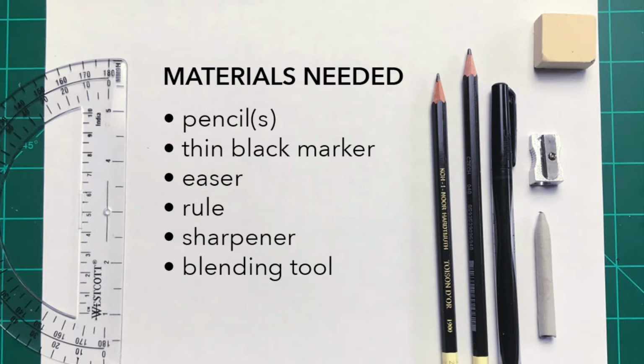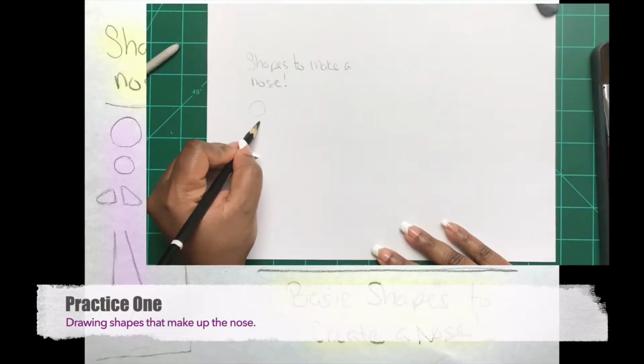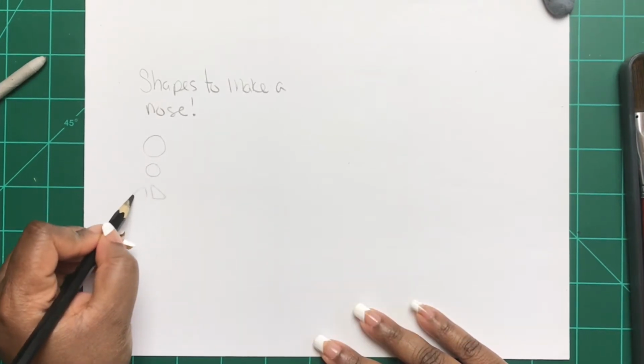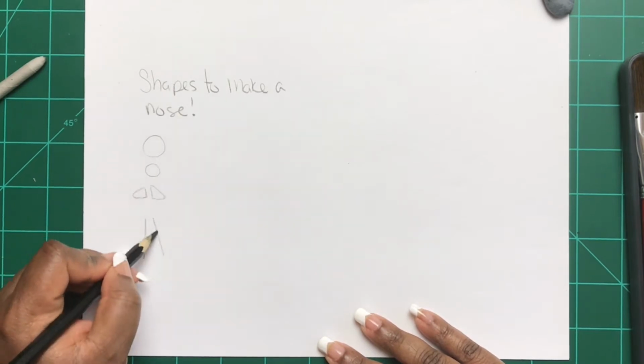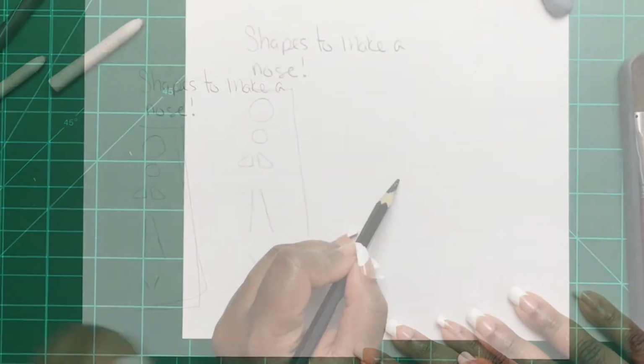Materials you're going to need are pencils, thin black marker, eraser, ruler, sharpener, and a blending tool. First, we're going to identify the shapes that we're going to need to create the nose. Now that we have our shapes, let's begin.